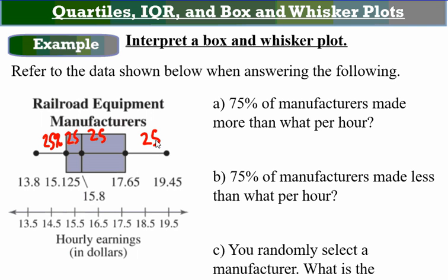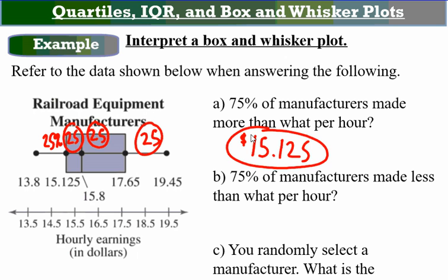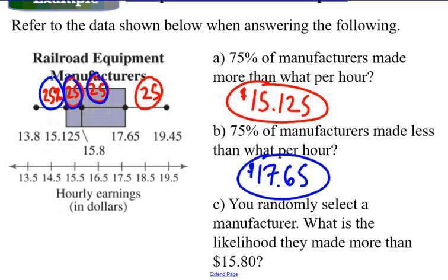So the first question says 75% of the manufacturers made more than what per hour? Well, that would be the upper 75%. So these three combined, well, that's $15.125 per hour. We would call that the upper 75%. 75% of the manufacturers made less than what per hour? Well, that'd be the lower 75%, these ones, and that's going to be lower than $17.65.